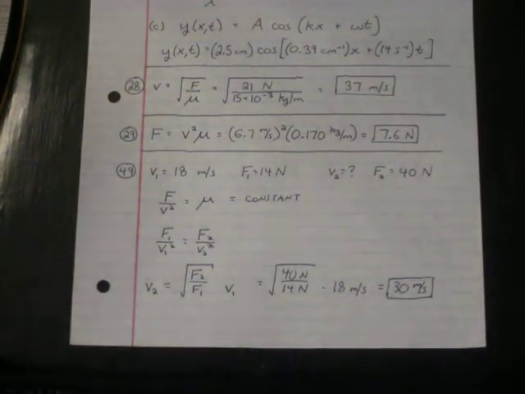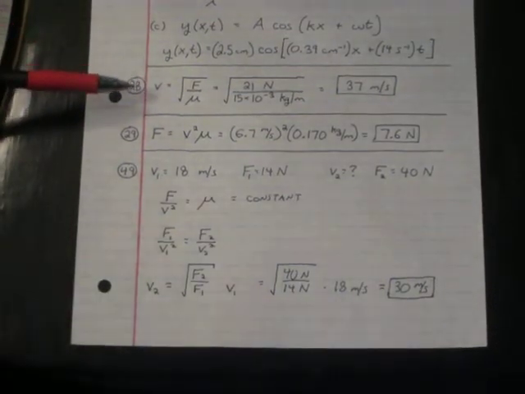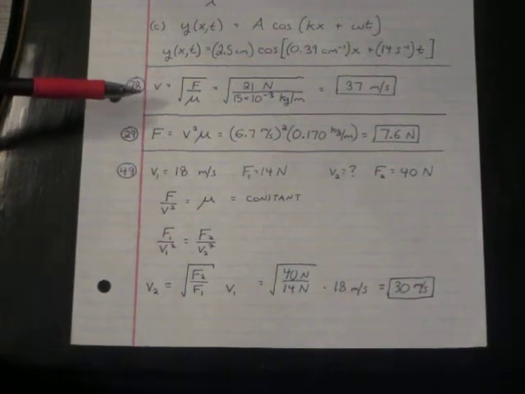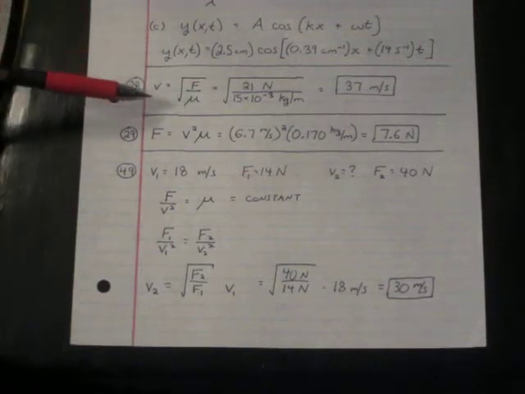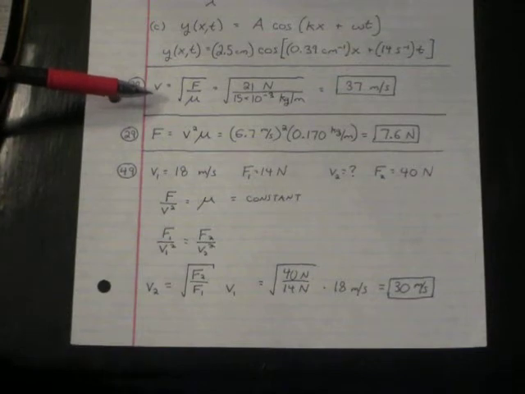Number 28, a transverse wave, the amplitude's given, there's the frequency, string is under 21 newtons tension, mass per unit length 15 grams per meter, determine its speed. The equation is V equals square root of force divided by mass per unit length. Just make sure you have it in MKS units, so 21 newtons divided by 15 times 10 to the negative 3 kilograms per meter. Square root it and you get 37 meters per second.